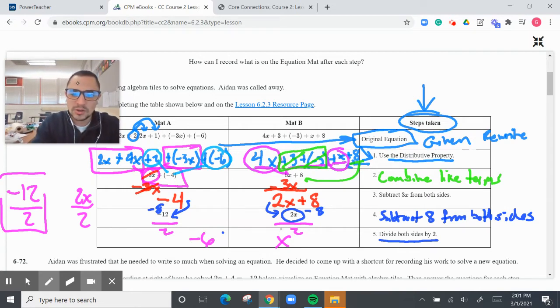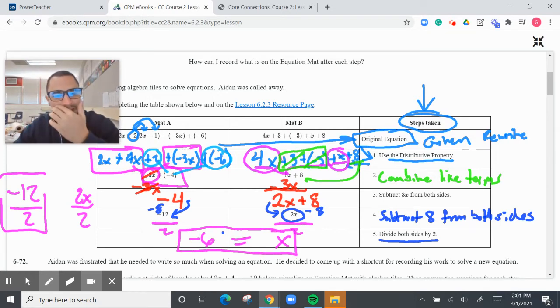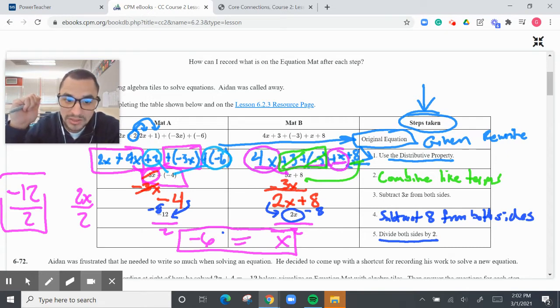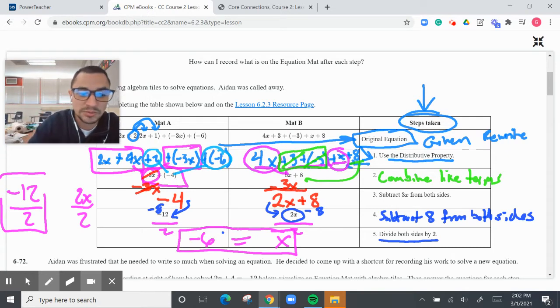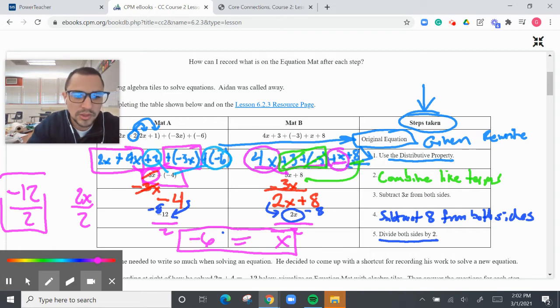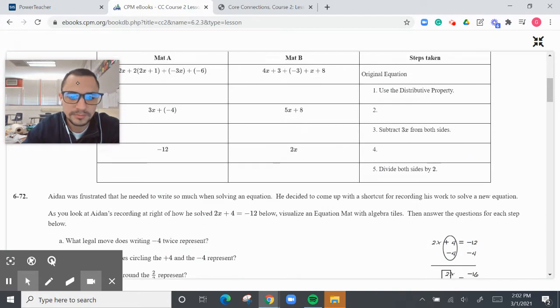All right. So negative 6 would equal x. So that's how you show your work. It's really good. This is what happens on a mat. You may have to do this on the test. You may have to show your work from a mat. You may have to show your work from an equation or an expression. So be prepared for all that. All right, let's move on to the next problem.